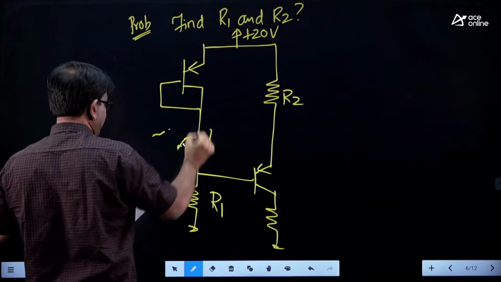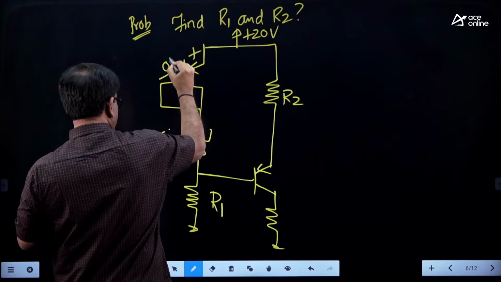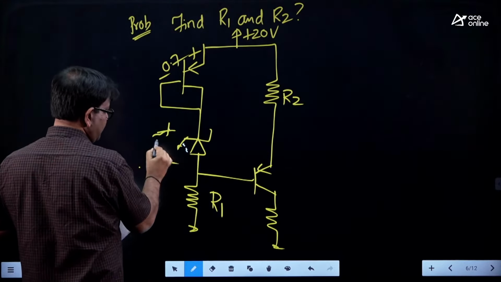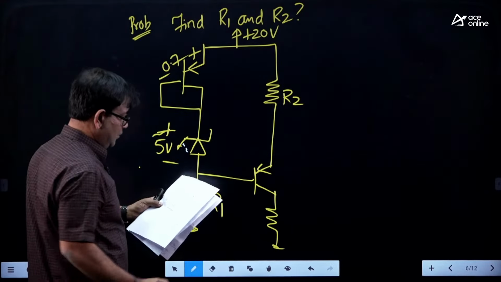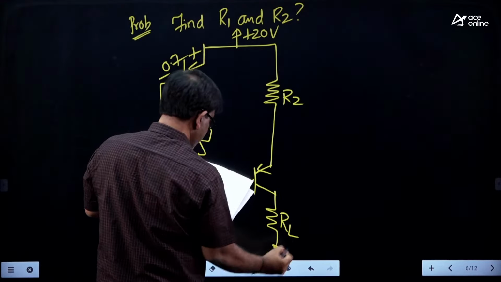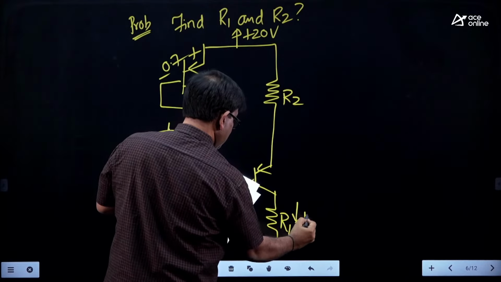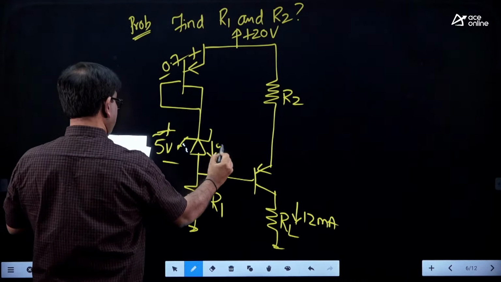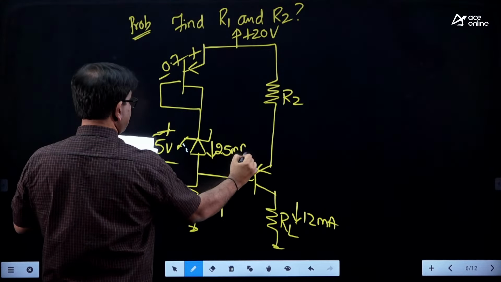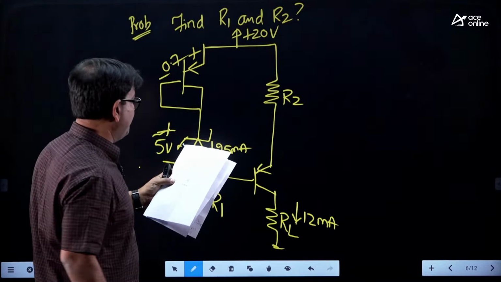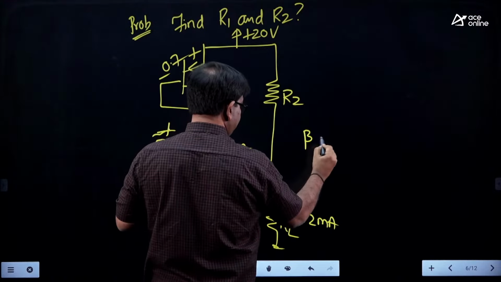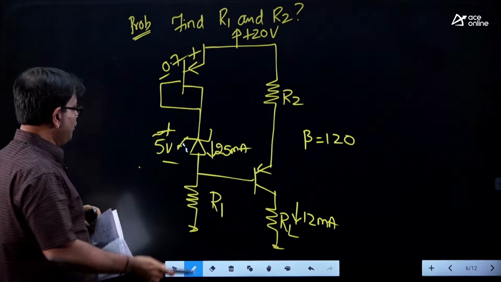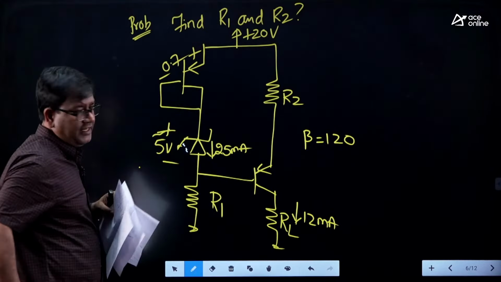So, the data given is VEB is 0.7, Zener voltage is 5 volts, the load current IL is given 12 milliampere and the Zener current is also given 25 milliampere, and beta is 120. So, this is the given data. Now, you are asked to find these two resistor values.